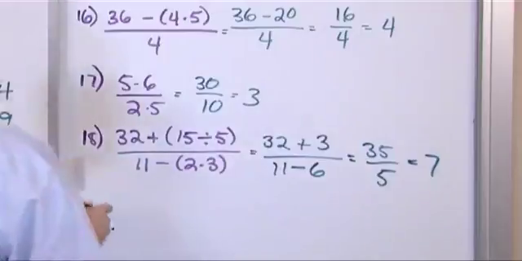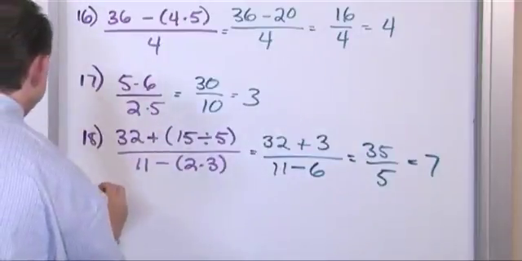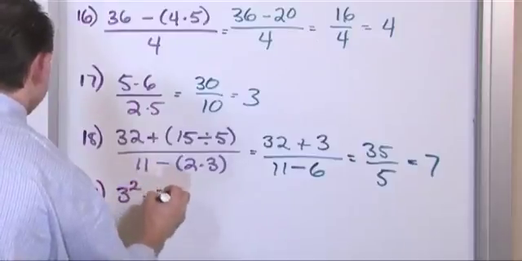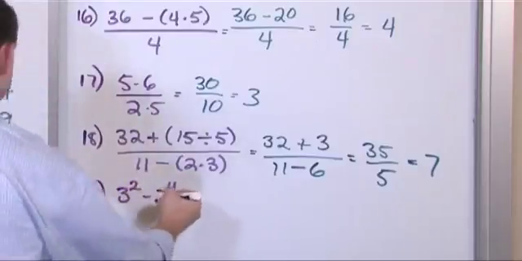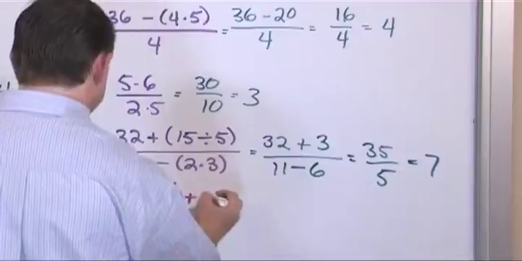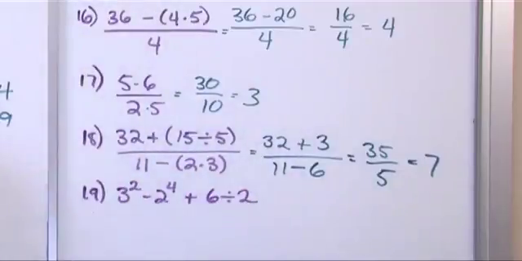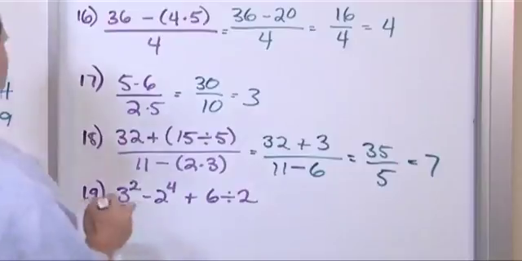Okay, let's do something a little different. Let's say we have 3 squared minus 2 to the 4th power plus 6 divided by 2. So we don't have any parentheses, we don't have any fractions, any giant fractions anyway, but we do have powers. We have these exponents here, so let's work on those first.